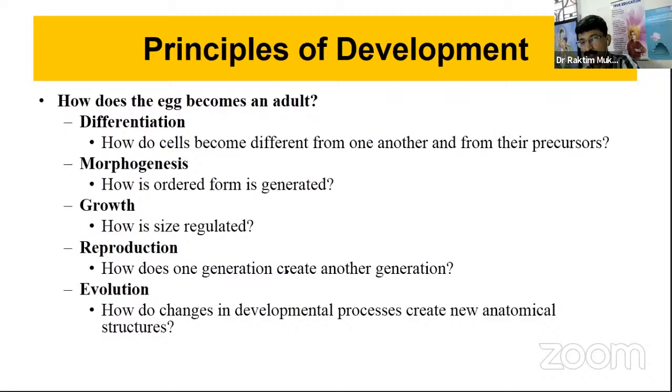We all know that in the initial days the giraffe was very short in height, but over a period of time, the trees became less. The leaves were hard to find, or were at a considerable height from the ground, and therefore the adaptation took place. And now we have most of the giraffes considerably tall. So evolution answers the query, how do changes in developmental process create new anatomical structures?